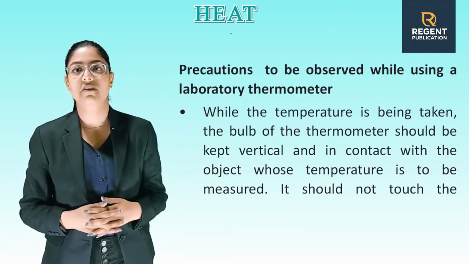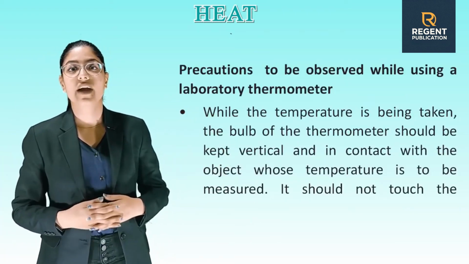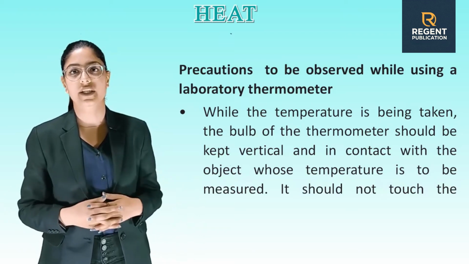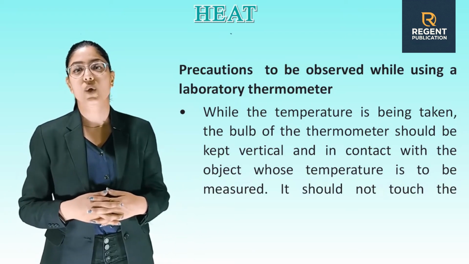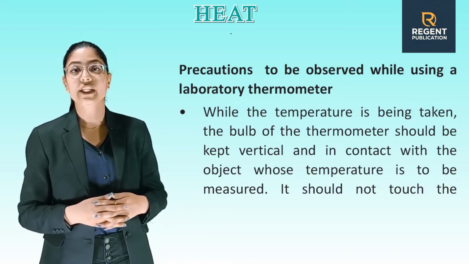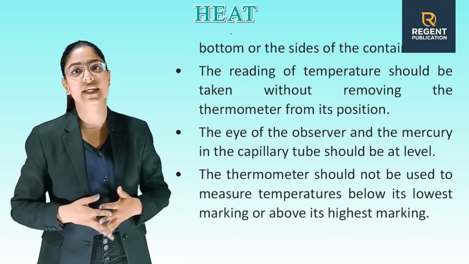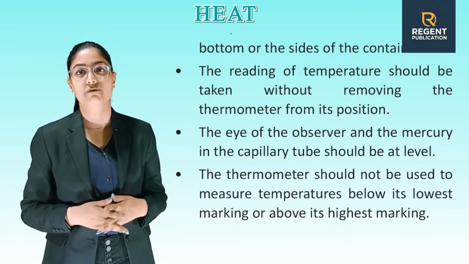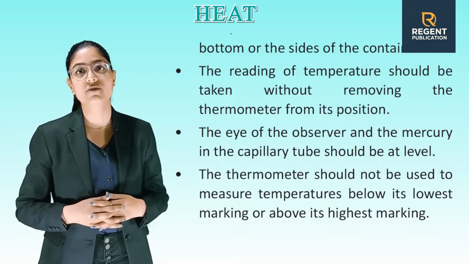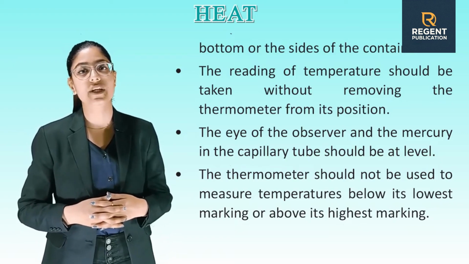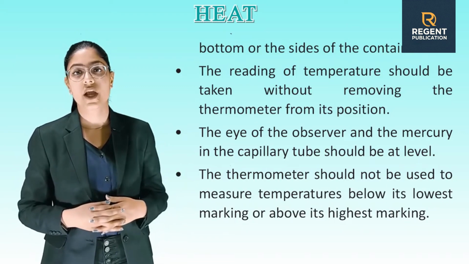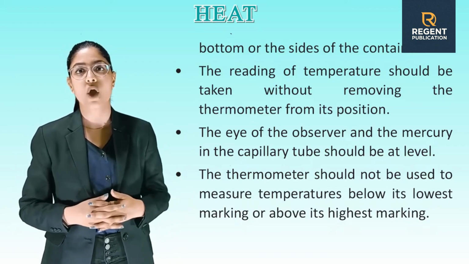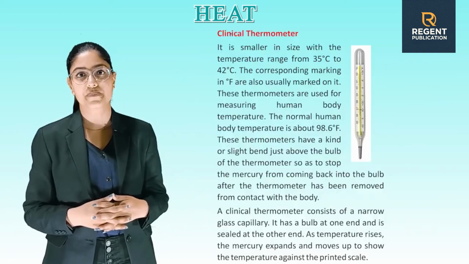Precautions to be observed while using a laboratory thermometer. While the temperature is being taken, the bulb of the thermometer should be kept vertically and in contact with the object whose temperature is to be measured. It should not touch the bottom or the sides of the container. The reading of temperature should be taken without removing the thermometer from its position. The eye of the observer and the mercury in the capillary tube should be at level. The thermometer should not be used to measure temperature below its lowest marking or above its highest marking.